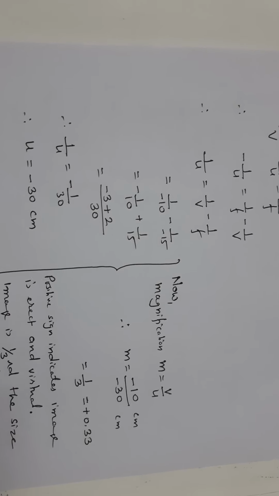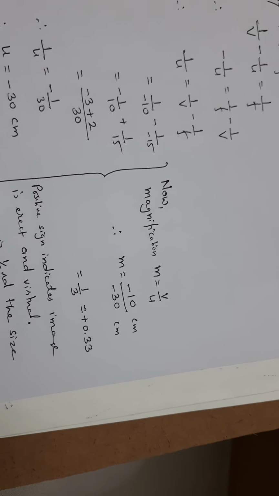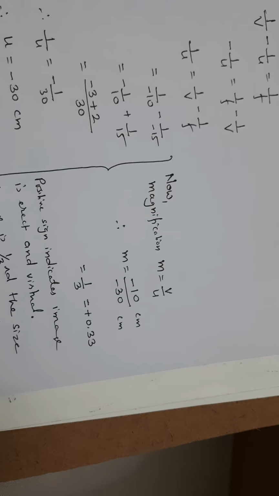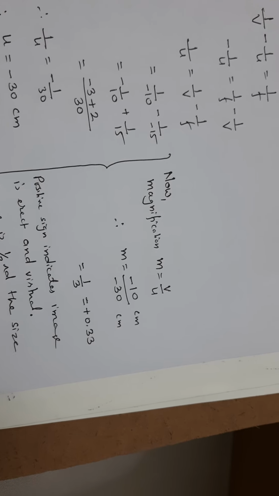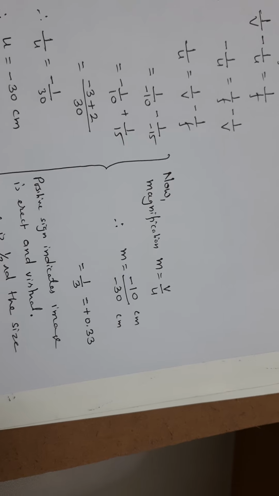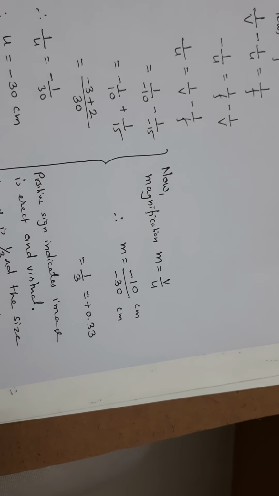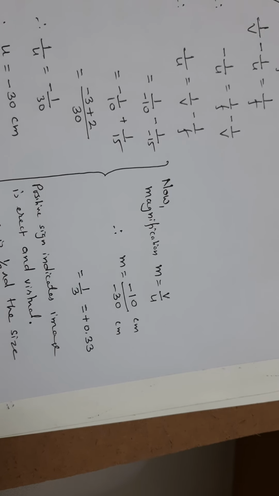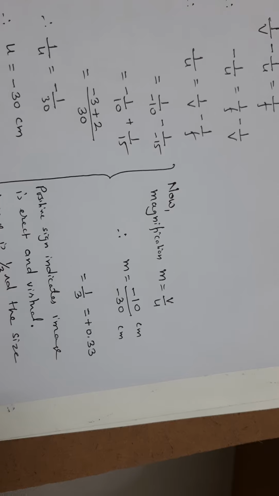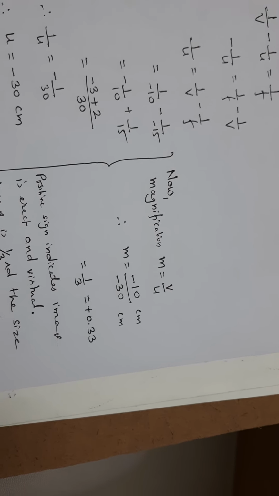Now then comes the magnification. m is equal to v upon u. Let's place the values of v and u. So v is minus 10, u is minus 30, and therefore it comes to 1 upon 3. That means it is one third, 1 upon 3 times the size of the object. Very small, and that we have already seen in the diagram even.